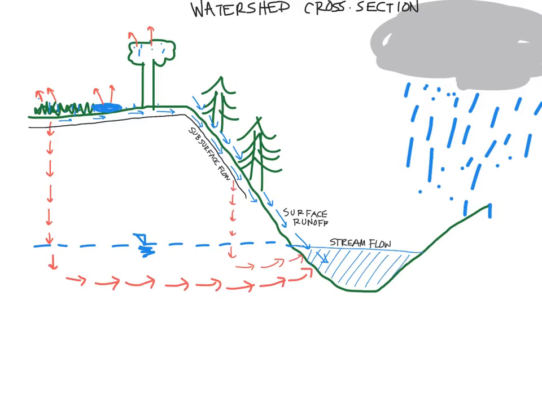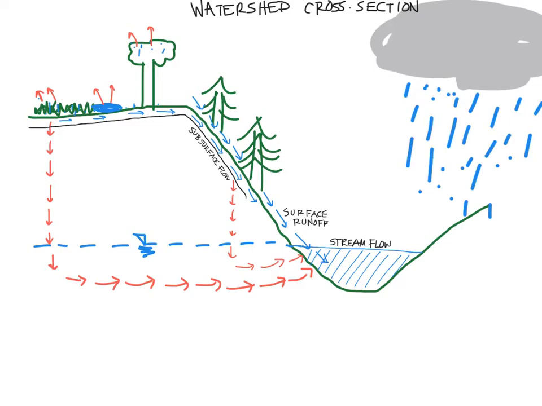Interestingly enough, I've added some more red arrows here to show that even when water enters into the groundwater table, and you can learn more about this if you take Mauer's groundwater class next quarter, it does eventually intersect with the stream flow and become part of the stream flow.